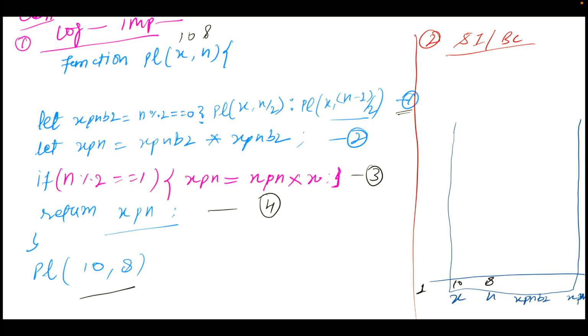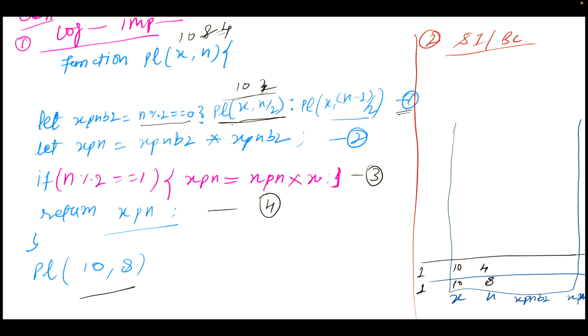Whenever it executes, it will first check that 8 is even, so it goes inside this block of code. So here it will be x comma n by 2, and n by 2 will be 4, so it will be x 10, n by 2 will be 4. Then it will again pass 10 comma 4 here, and again it comes here and it will be this one.